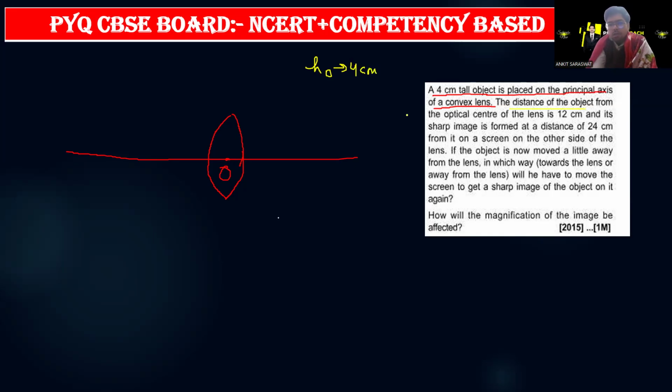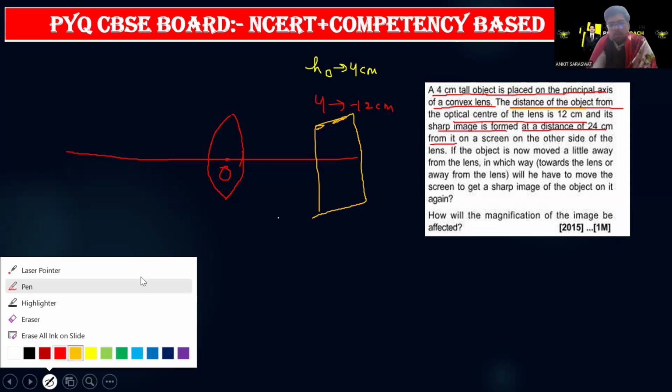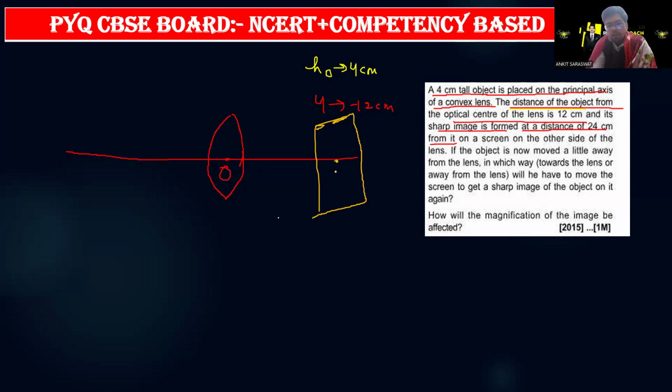The distance of the object from the optical center is 12 centimeter. It means u will be minus 12, and its sharp image is formed at a distance of 24 centimeter from it on a screen on the other side of the lens. So there is a screen, and on this screen an image is formed, at 24 centimeter.